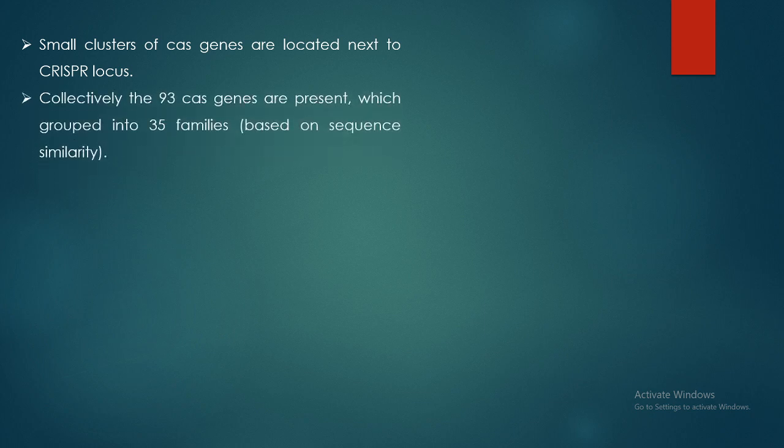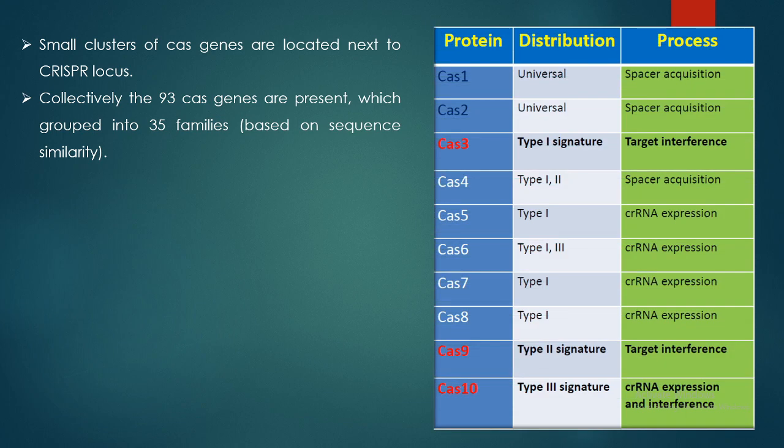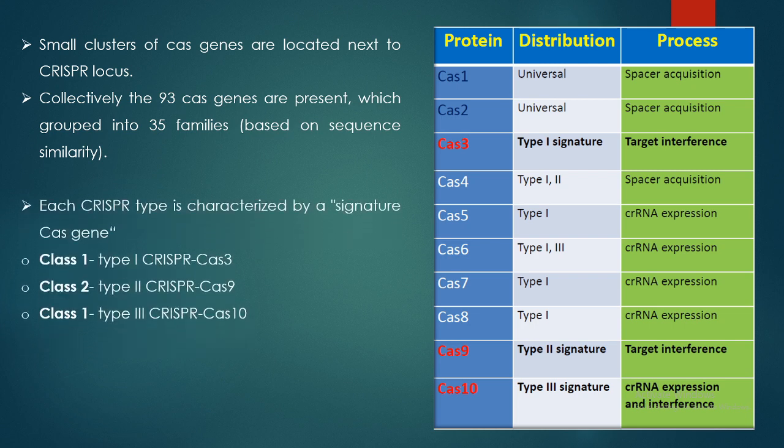Overall 93 Cas genes have been identified so far, which are further grouped into 35 families depending upon the sequence similarities. In this adjacent table, one can see 10 core Cas proteins numbered from Cas1 to Cas10. Cas3, Cas9 and Cas10 are referred to as signature proteins because they are the ones which eventually guide a Cas protein for the degradation of the target DNA.